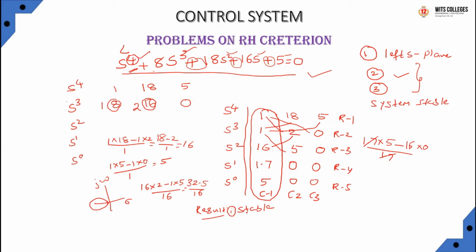Now how can you justify whether the given system is stable or unstable? Based on the location of poles. The poles of this characteristic equation are located on the left side of the s plane. By using this step, the system is said to be a stable system. This is one type of problem. Now we will go for another problem.